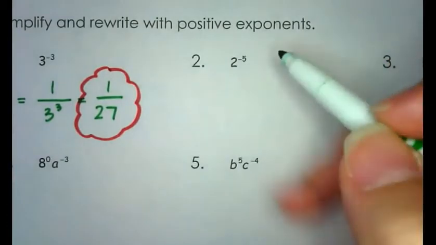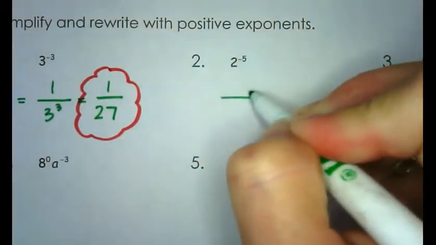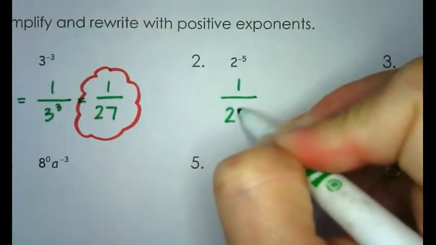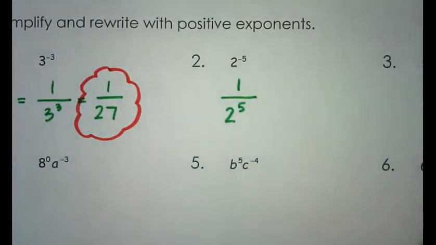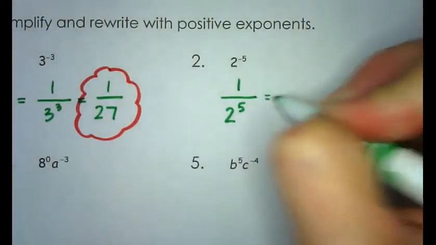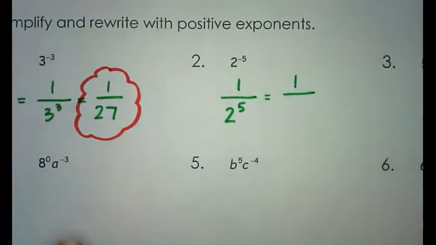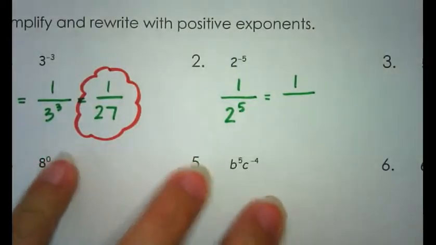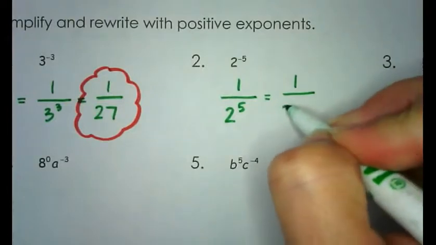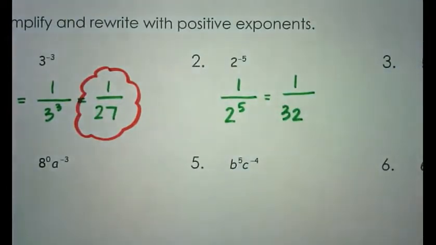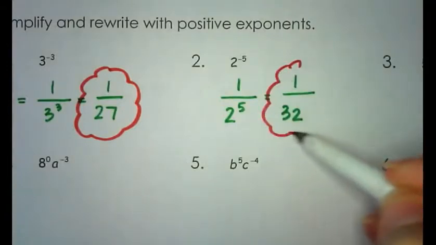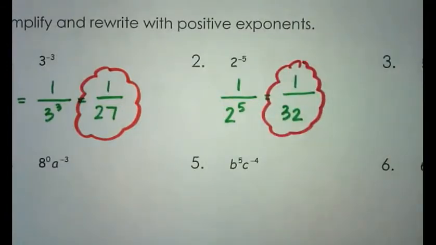2 to the negative 5th means the reciprocal, so 1 over 2 to the 5th. And 2 to the 5th means 2 times 2 times 2, which you should already know is 8, times 2 would be 16, times 2 again would be 32. So that one is 1 over 32. And we're done with that.